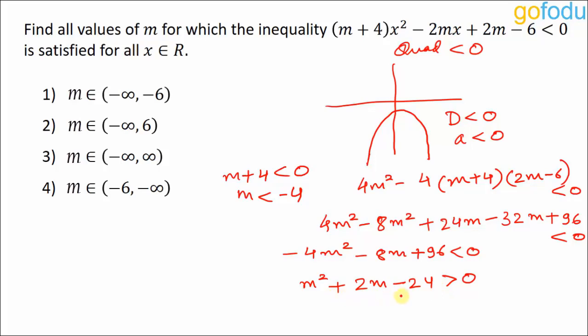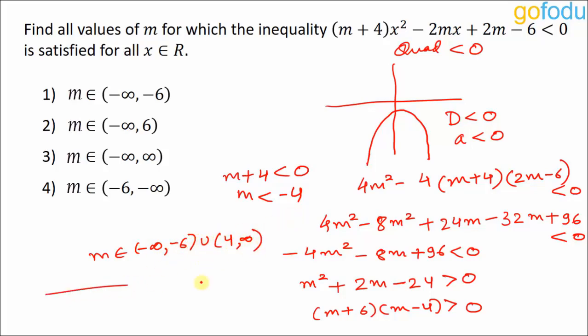So this would further be factorized as (m plus 6) into (m minus 4) is greater than 0, and this inequality will result in the answer m belongs to minus infinity to minus 6 union 4 to infinity. So if this is the number line, this is minus 6 and this is 4 and this here is minus 4. So m less than minus 4, these two conditions should be satisfied.